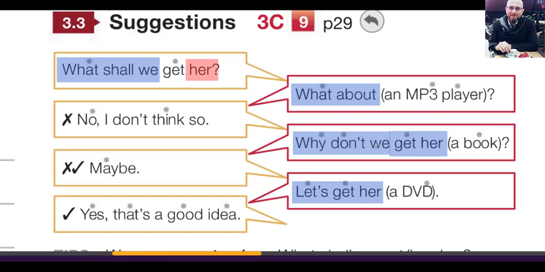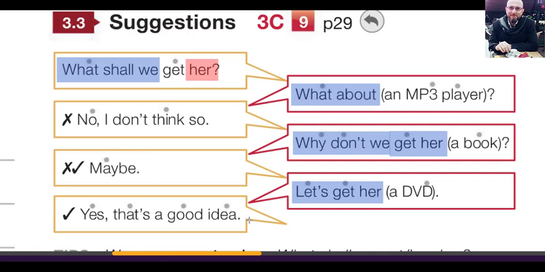Again here, why don't we get? If we have a boy, we say get him. Let's get him. They all the same meaning. The first one, what about an MP3 player? I say no, I don't think so. So this is, I don't like the idea. Or here, 50-50, but I need to hear another idea. And here, you say, yes, that's a good idea.